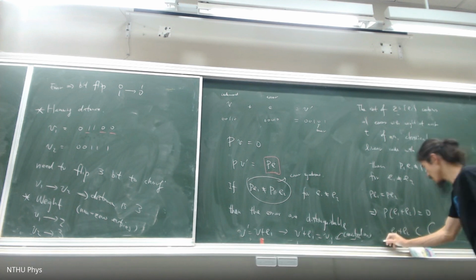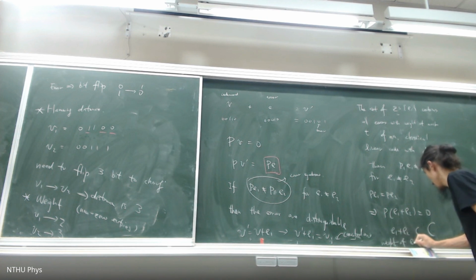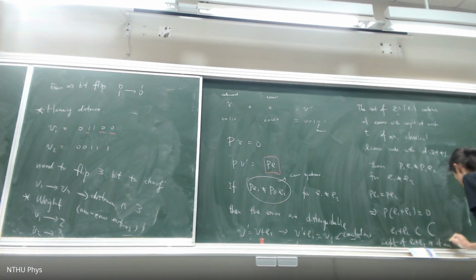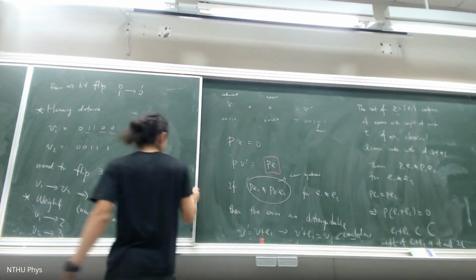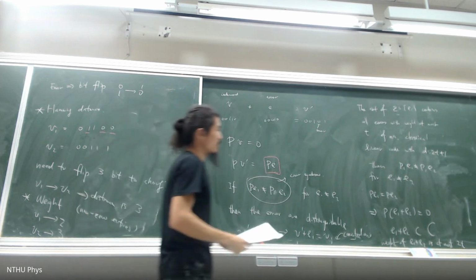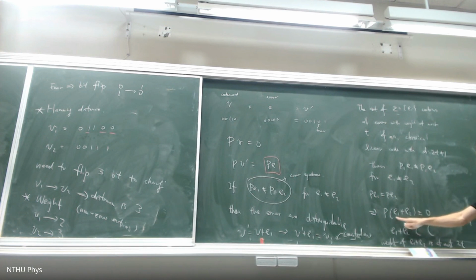However, the weight of E1 plus E2 is at most 2t. But the code space has a distance 2t plus 1, which indicates the minimum weight is 2t plus 1. This is a contradiction. So E1 is not equal to E2, because if E1 is equal to E2, this is equal. So that's basically the proof that this is not equal for E1.